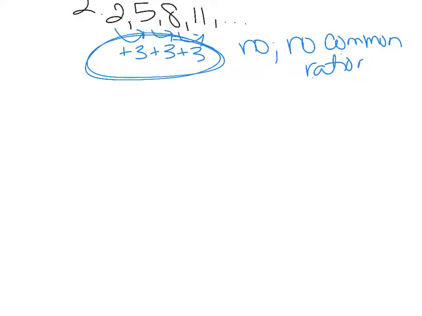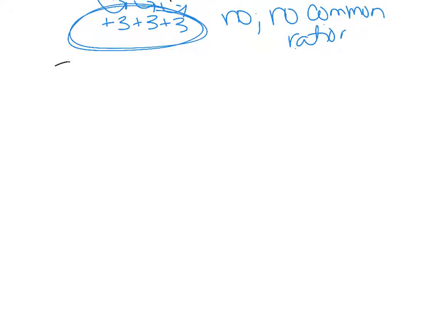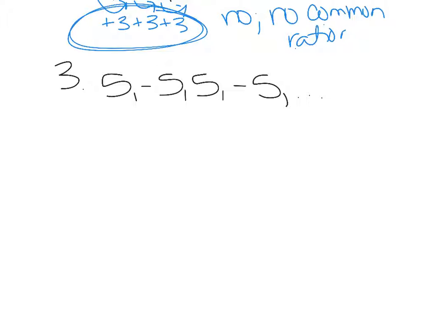Okay, let's do one more of these. What if I have 5, negative 5, 5, negative 5. Now, if you look at this one, how could I get from 5 to negative 5, and then negative 5 to 5, and then 5 to negative 5? There's a couple ways. To get from 5 to negative 5, you could subtract 10, or you could multiply by negative 1. Then to get from negative 5 to 5, you could add 10, or multiply by negative 1. To get from 5 to negative 5, you'd subtract 10, or multiply by negative 1.